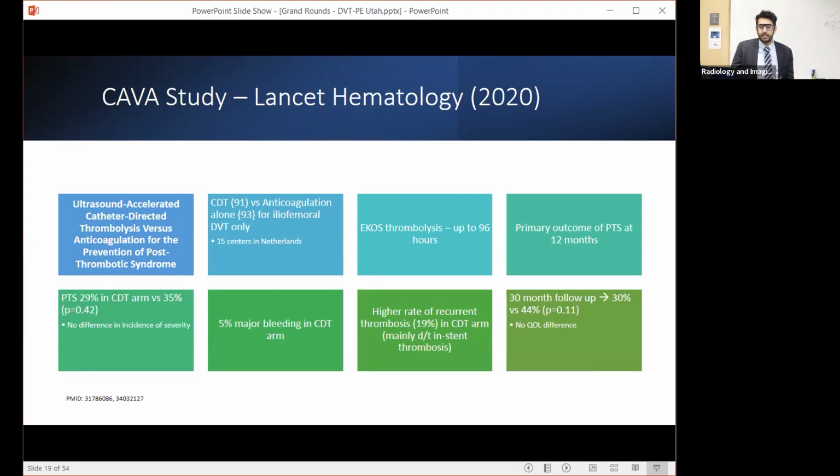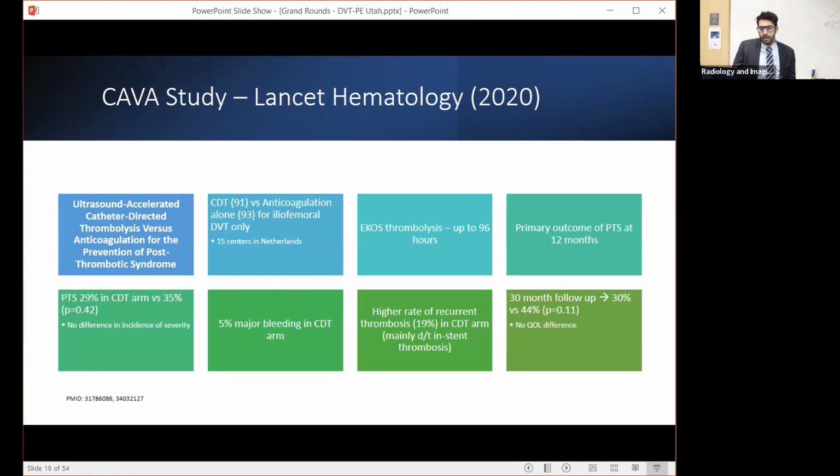And they looked at PTS, thinking this is going to be like a tiebreaker study. Unfortunately, this also didn't show a difference in PTS. And it also showed a 5% major bleeding risk. And again, they followed these patients out even longer, and still didn't show that there was a difference.